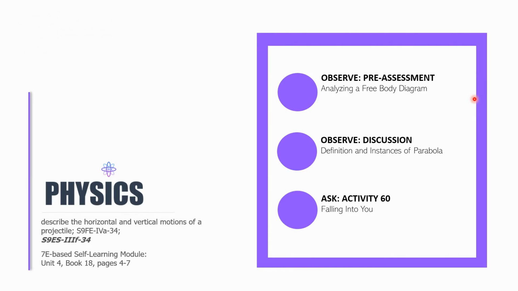We're done with the second episode of grade 9 physics, and we were through with the following parts. First is observe, reassessment, analyzing a free body diagram. And then the second part is observe, a discussion, definition and instances of a parabola. And then the last one is ask, activity 6, falling into you. Remember that in this book, book 18, we are trying to master describing the horizontal and vertical motions of a projectile.